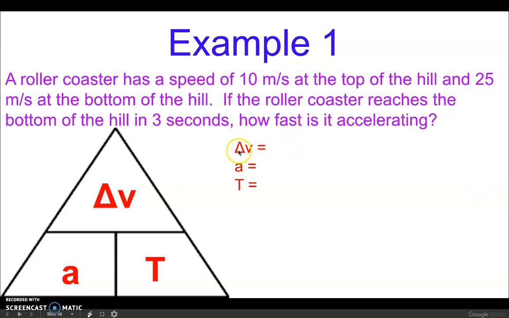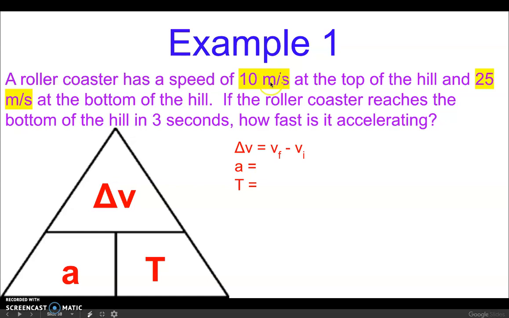Okay, so first we're going to figure out delta V. That's going to be the first step for a lot of these. Either the first step or the last step is going to be dealing with that delta V equation. So delta V equals V final minus V initial. Well, here are our velocities right here.